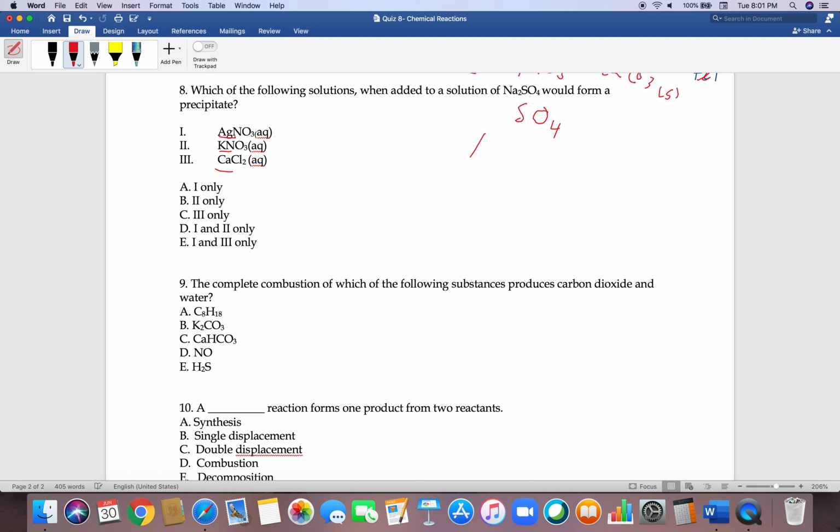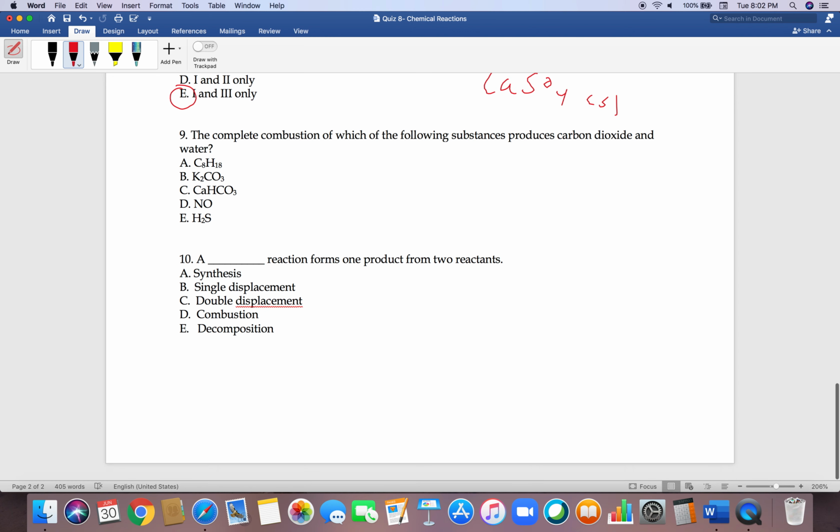So let's look first at silver sulfate. Silver sulfate would form a solid. So this one would form a precipitate. Potassium sulfate, well, we just talked about potassium. It never forms a precipitate. It always is aqueous. So this one would be aqueous. And calcium tends to always be a solid, but to double check, we would look at our solubility table, and we would see that calcium sulfate is a solid. So which would form a precipitate? Well, it would be 1 and 3 only.